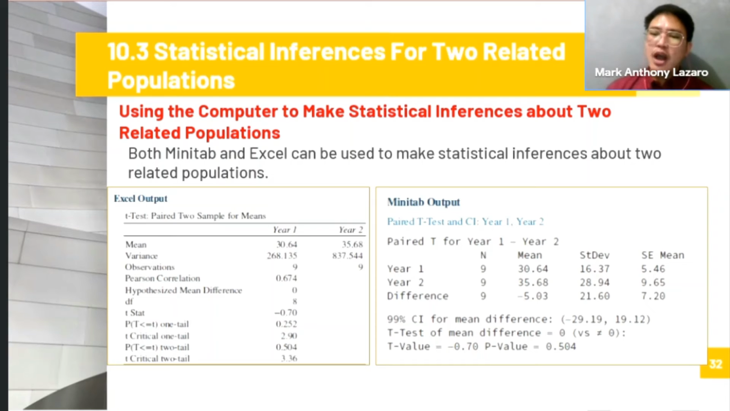The Excel output contains the hypothesis, mean difference, the observed t-value of negative 0.70, and the critical t-values and their associated p-values for both one-tailed and two-tailed tests. Next slide.